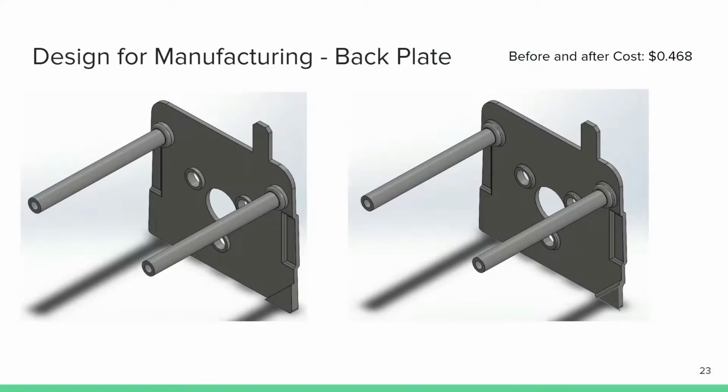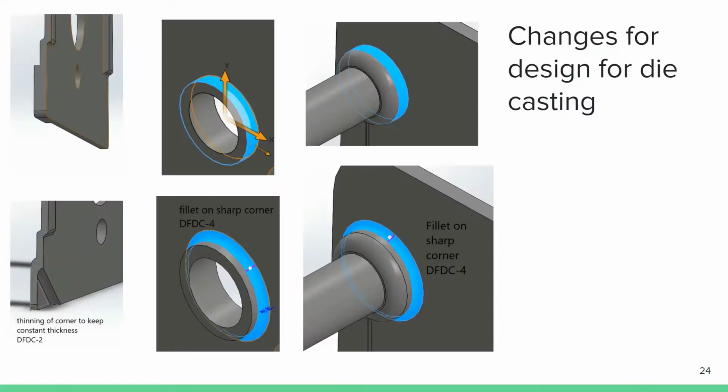Here you can see the before and after of the design for manufacturing of the backplate. Using the analytical method, both the before and after cost of the backplate is 46.8 cents. The first change made to the backplate was decreasing the thickness of the bottom corner of the backplate in order to keep a constant wall thickness, which decreases the price of the backplate. The second and third changes to the backplate were adding fillets on sharp corners, one to the screw hole and one to the rod, in order to increase stability for a small increase in price.